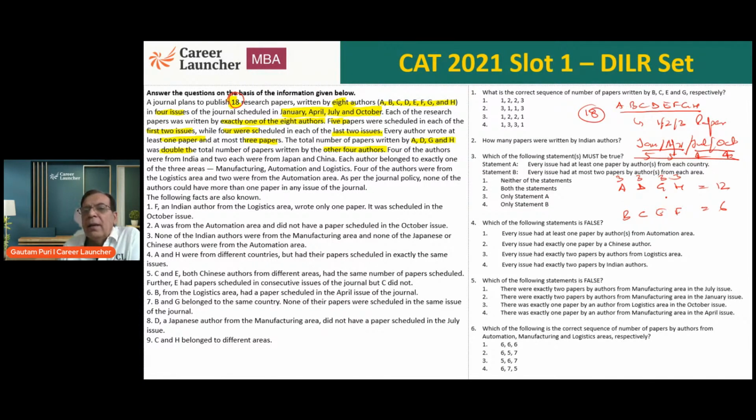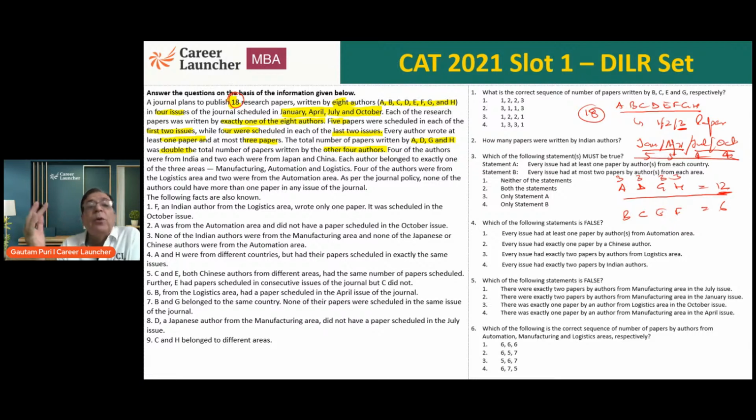Why? Let's say H writes 2 papers, then one of these 3 people has to write 4 papers, because the maximum number of papers written by any author is 3. So if I say this is 3, this is 3, 3, 3, 6 and 2, 8, A will have to be 4, which is not possible. So the moment it says that this is 12, we are very clear ADGH have written 3 papers each.